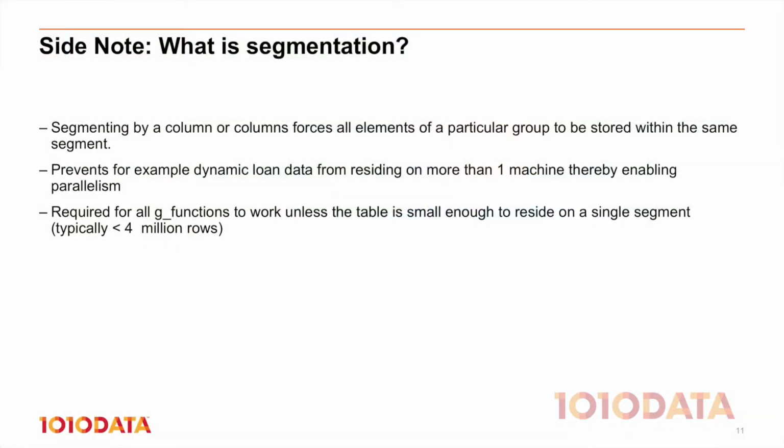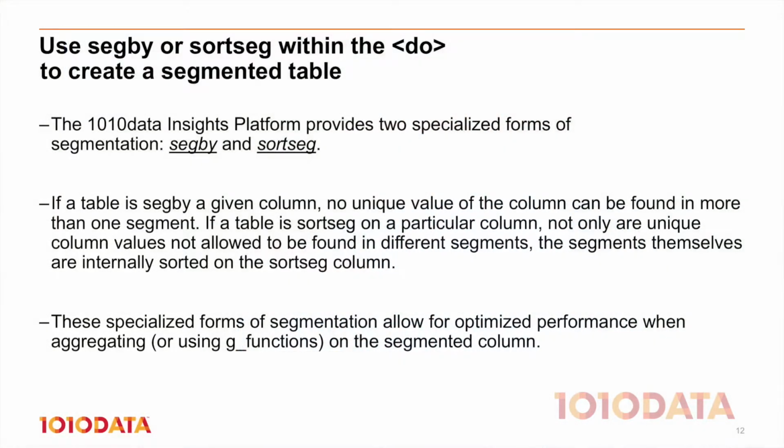Because 1010 runs in parallel, and if your loan is distributed amongst many machines, you can't run a lot of these G functions. You can't go through the full history of the loan. So that's really what segmenting is doing. And it's also a way of indexing tables so that if you have segmented tables, things should link much faster and be more efficient. And there's two different types of segmentation. To me, there's not really that much difference. In just one case, the sort seg adds an additional sorting constraint on the group parameter.